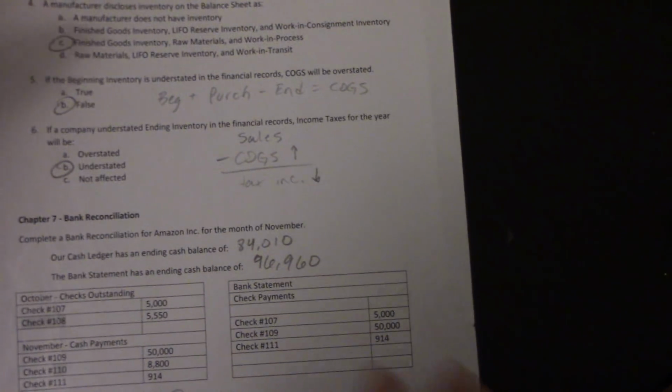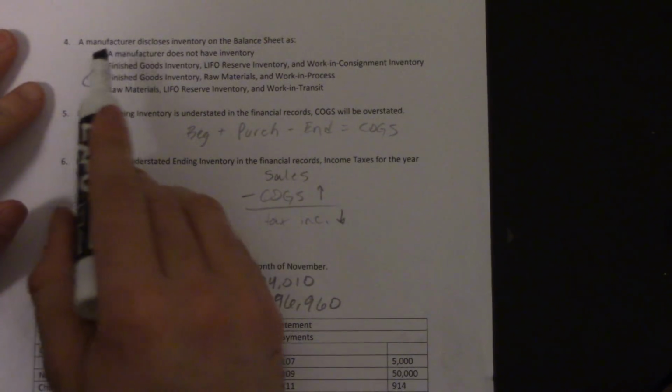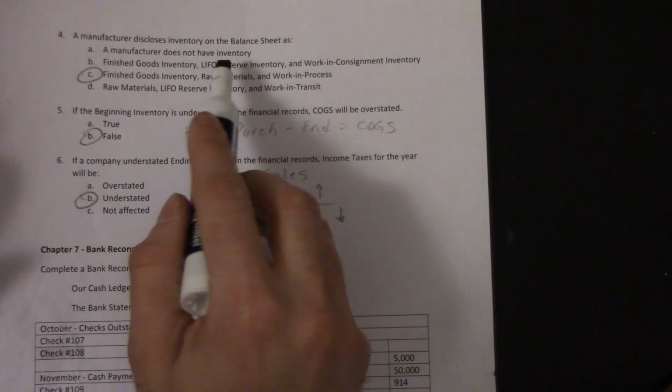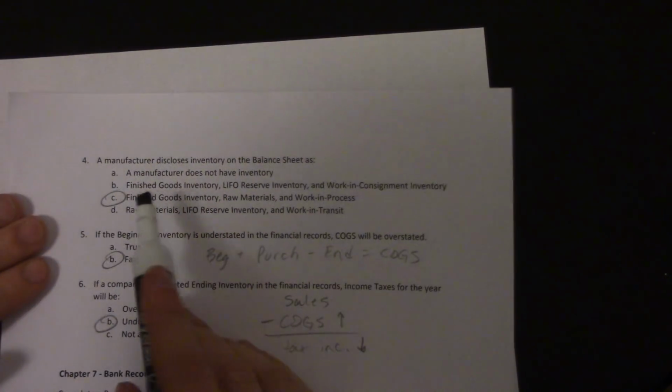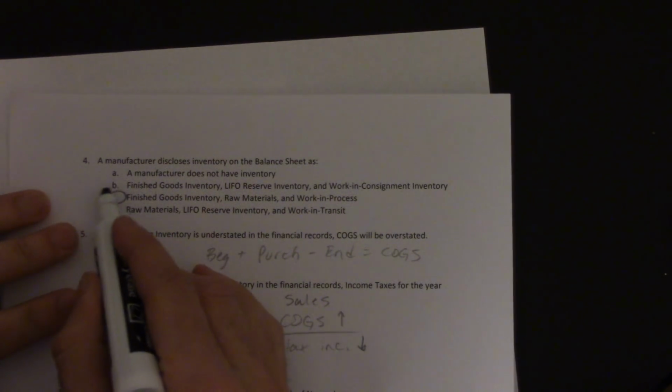And then, okay, so the next page, we're doing some multiple choice. Number 4, a manufacturer discloses inventory on the balance sheet as, and we've got a bunch of answers. So the answer is C.